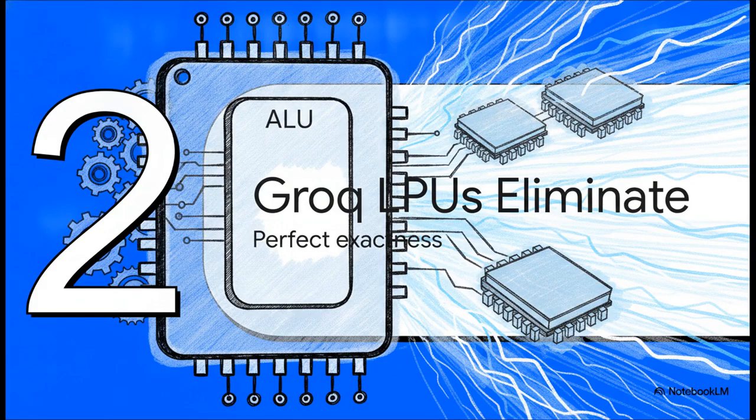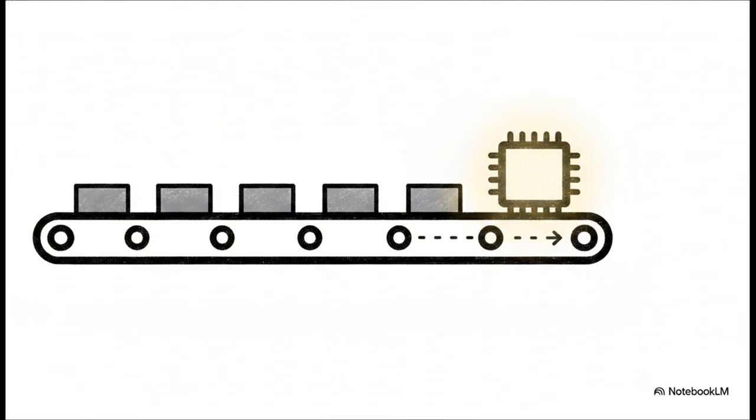Section 2. Groq LPUs eliminate jitter, the hardware revolution of perfect exactness. If we know the ALU is the answer, how do we scale that exactness for modern AI without slowing everything to an absolute crawl? Let's break down the Groq LPU, or Language Processing Unit. This chip was designed from scratch to do one specific thing: deterministic, ultra-low latency AI inference. Legacy GPUs use dynamic runtime scheduling and external HBM memory, which creates unpredictable latency, or what we call jitter.